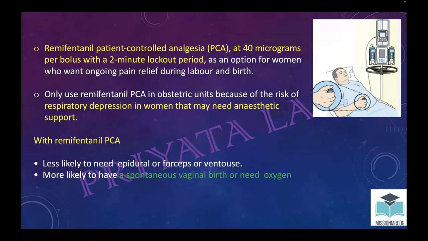And when the pain comes again, they can press the button again. So it is controlled by the patient. This is PCA, or patient controlled analgesia. And now remifentanil can be given, 40 micrograms per bolus with a 2 minute lockout period. So the dose may be important for part 2. Because it has been newly added, they may ask you a question. So it is 40 micrograms per bolus with a 2 minute lockout period.